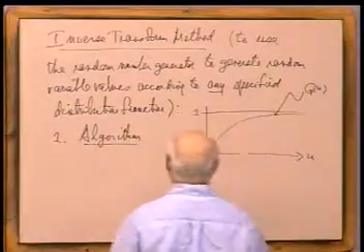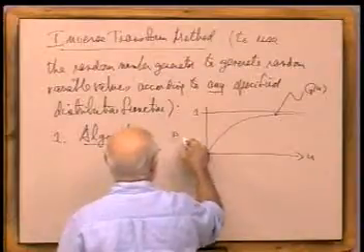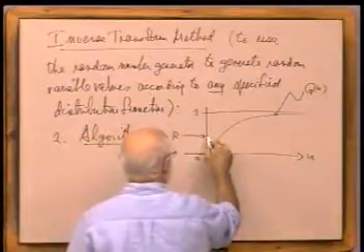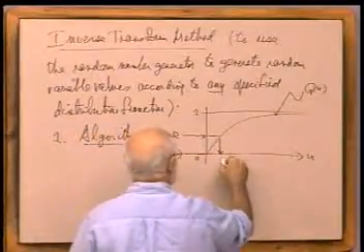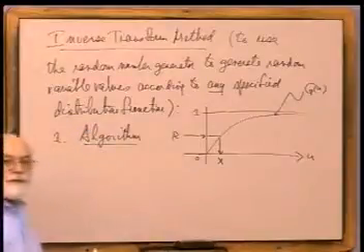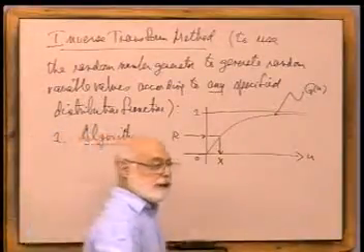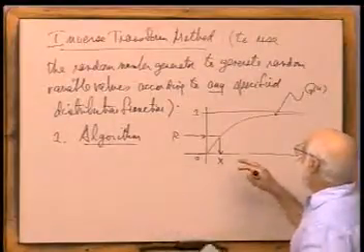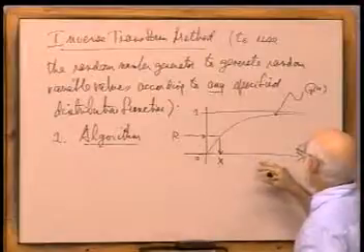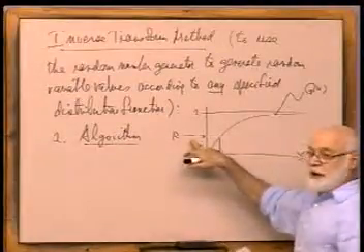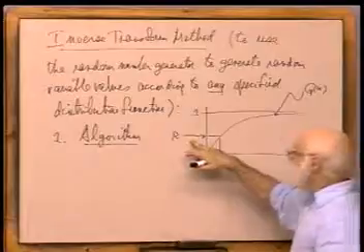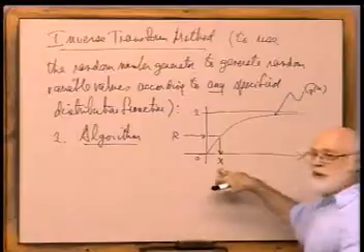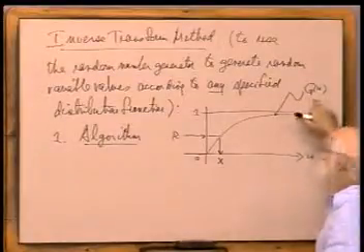Now what I'm going to do is pick a number R, which is what the random number generator gives me, project over to the curve and down, and call that value X. That's the algorithm. What the theorem says, which I'm going to write down in a moment, is that if the R values, that is, the values that the random number generator gives you, are in fact uniformly distributed between 0 and 1, then the distribution function of X will be whatever G is.